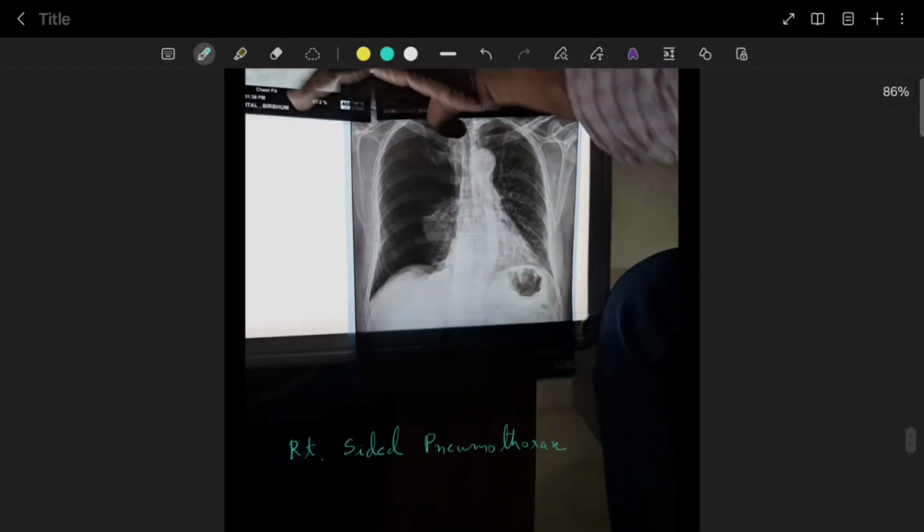Now see in this X-ray, here it is the lung, and there is no lung tissue. In this area there is lung tissue. So it is right side, it is left side. So it is a right sided pneumothorax. There is no loss of costophrenic angle, so there is no fluid. So it is not a hydropneumothorax, it is just a simple pneumothorax. So it is a right sided pneumothorax.